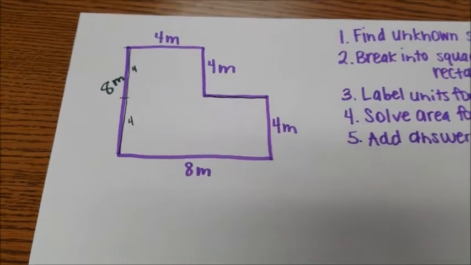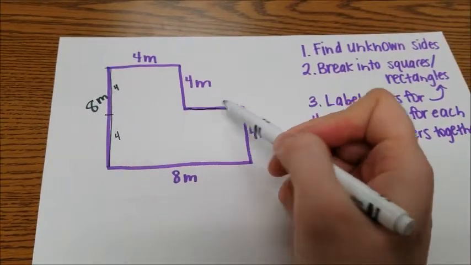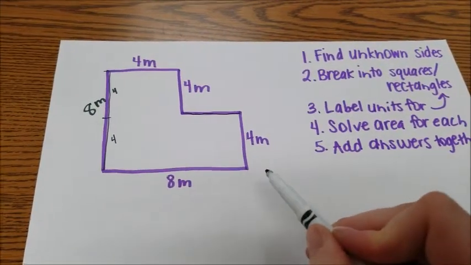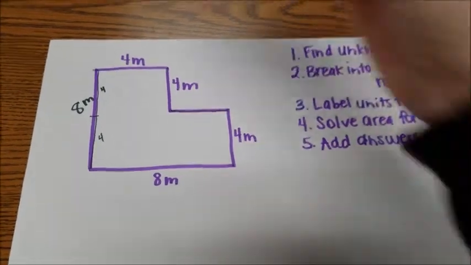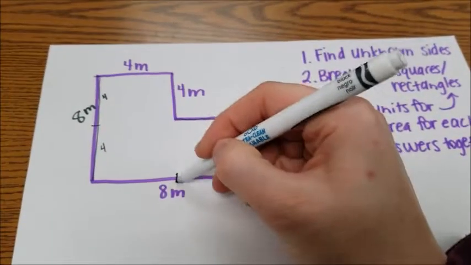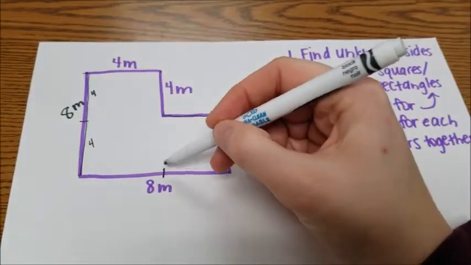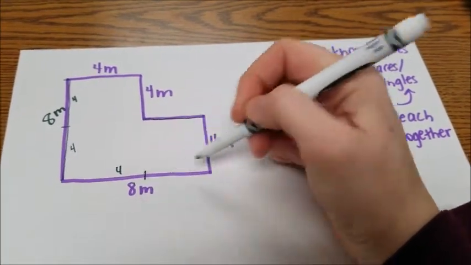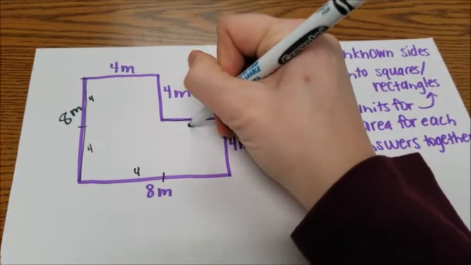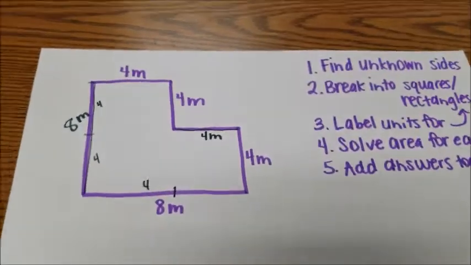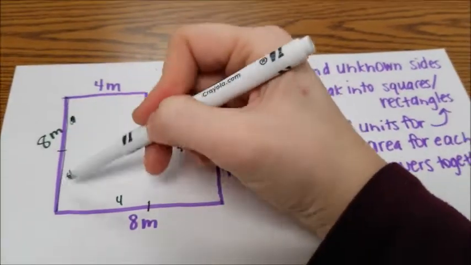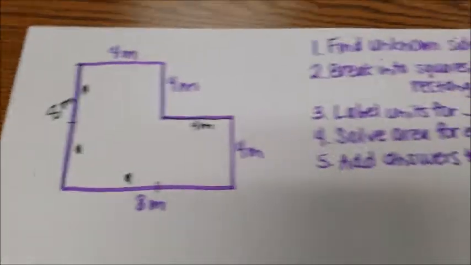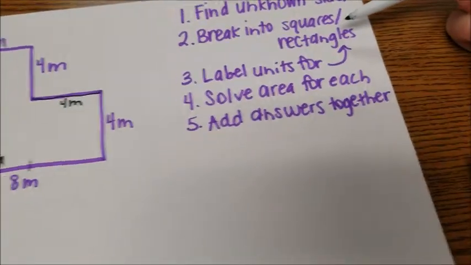All right, and then the other side we don't know. Find parallel lines to it. Parallel lines never meet. So I know the full thing is going to be 8 meters, and from here to here, that's 4. So if this is 4, how do I make this equal the full 8? Well, that would also be 4. There we go. And now these numbers I shouldn't need. I might, we'll see. All right, so now the next step is break it into squares and rectangles.